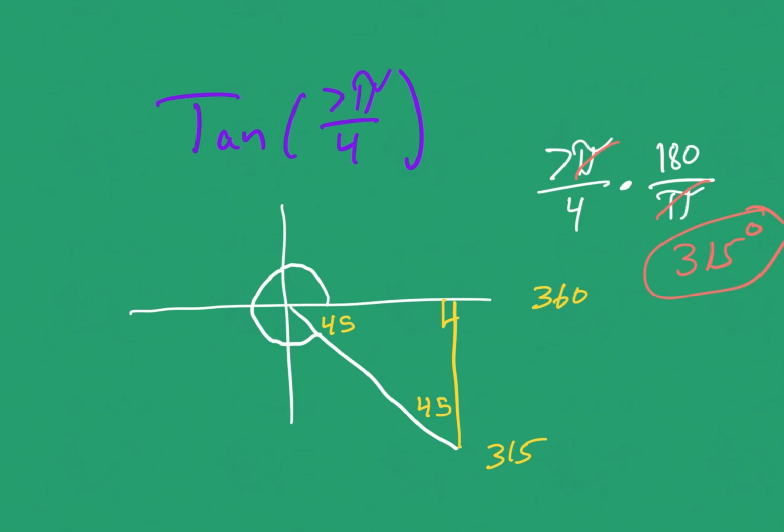So sides in a 45, 45, 90. The legs are 1. And that's going to the right, so it's going to be positive. That's going down, so it's going to be negative. So negative 1. Hypotenuse in a 45, 45, 90 is always the square root of 2.